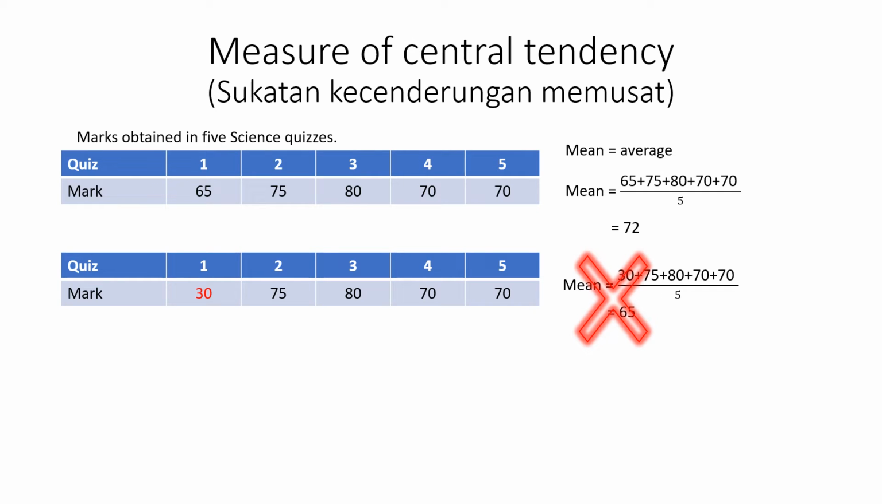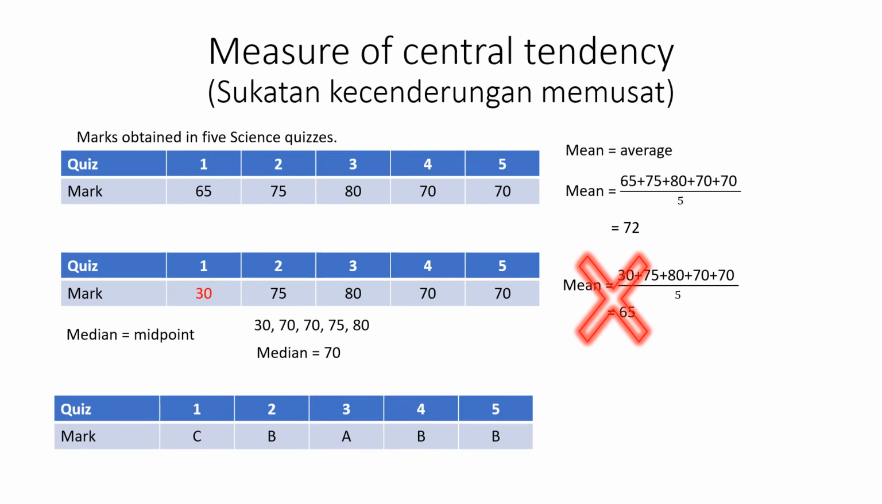So in this case, you can use median as a measure of central tendency, because the median is not influenced by the extreme value, 30. Median is the midpoint value when the data is arranged in order. So when you arrange the data in ascending order, the midpoint is 70.